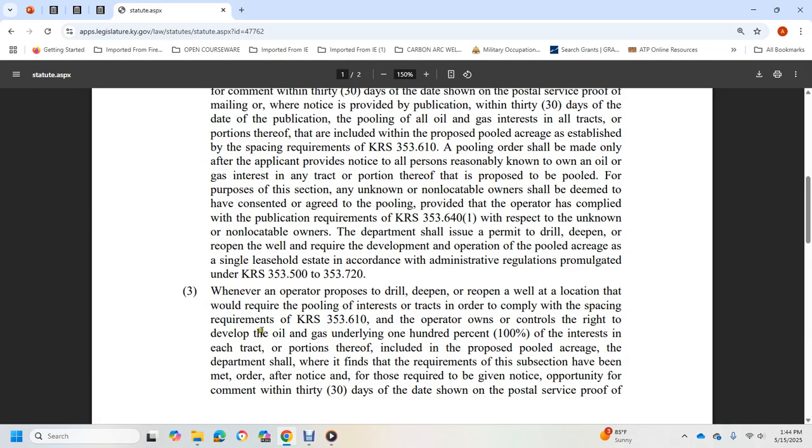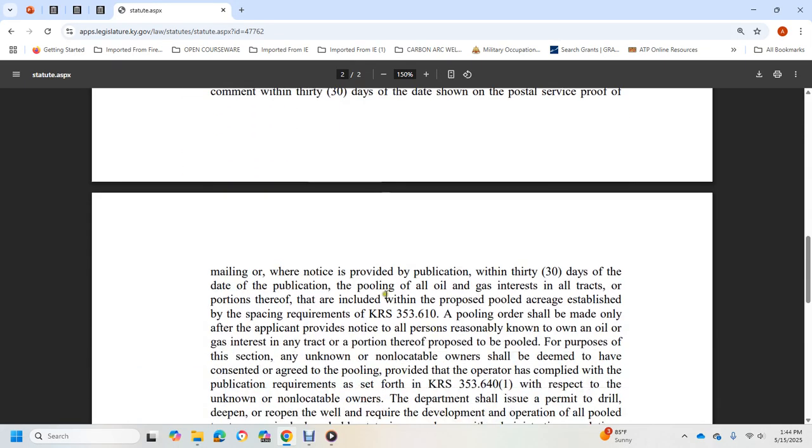the operator owning or controlling the right to develop the oil and gas underlying 100% of the interest of each of the tracts or portions thereof, including the proposed pooled acreage, the department shall find that the requirements of the subsection have been met. Order after notice to those required to be given notice, with an opportunity to be heard commencing within 30 days after the date shown on the postal service proof of mailing. When notice is provided by publication, 30 days after the publication of the pooling of the oil and gas interests of all of the tracts or portions thereof, including the proposed pool, the acreage establishes the spacing requirement.